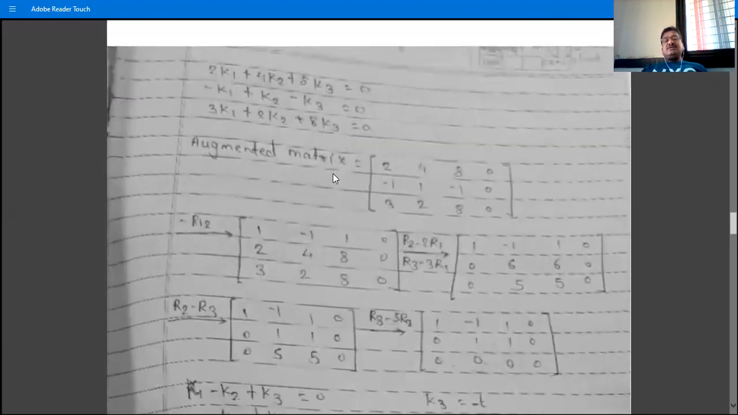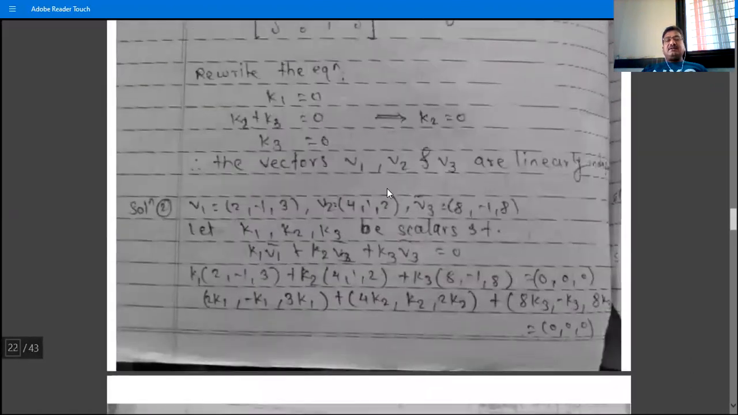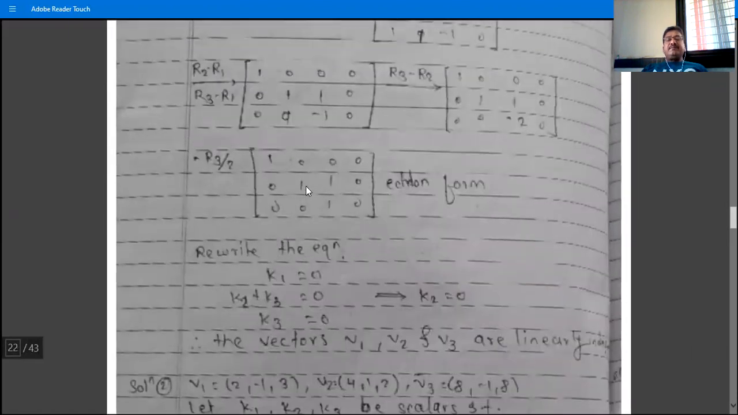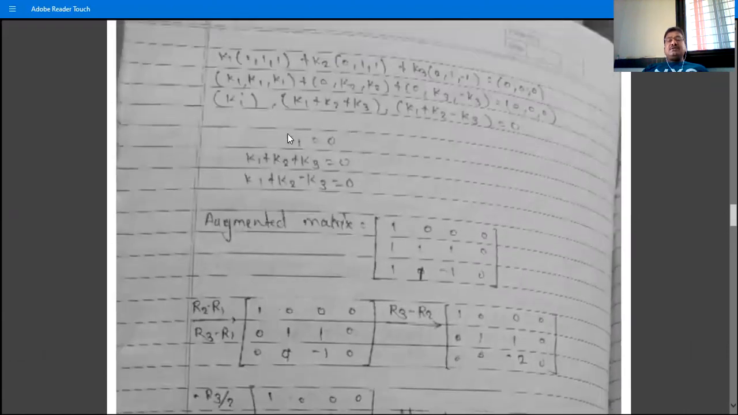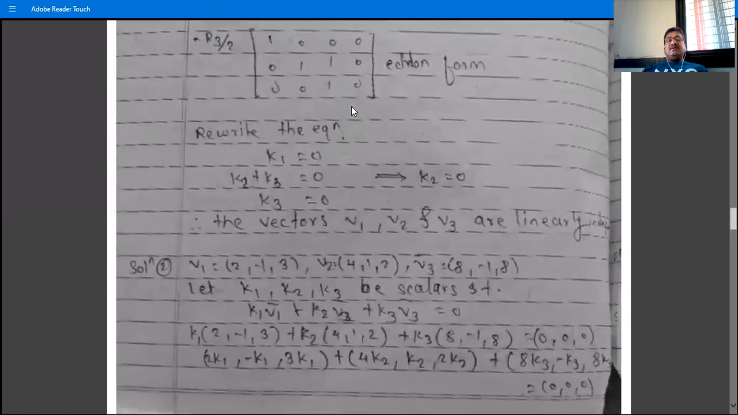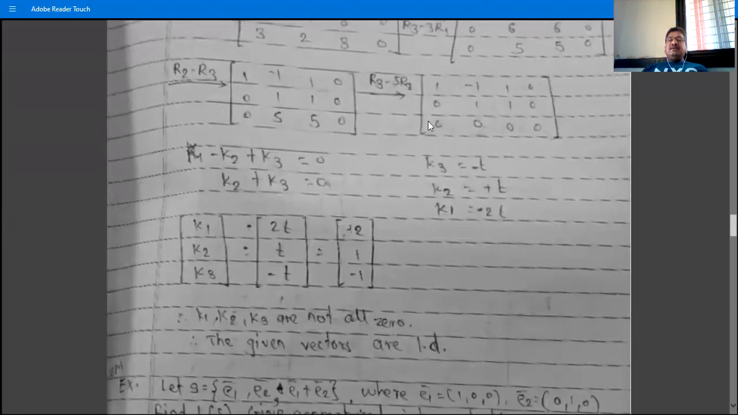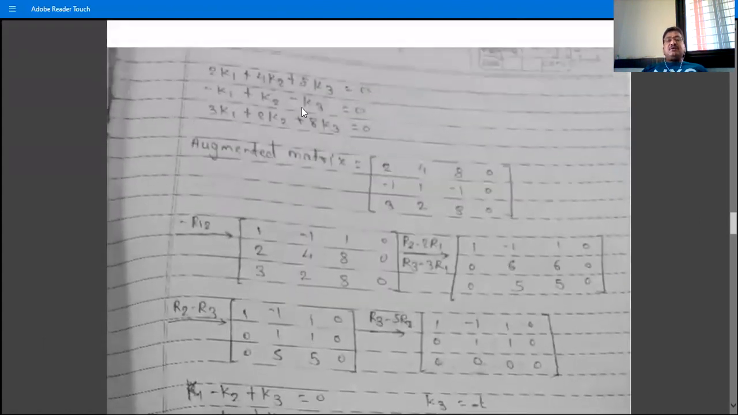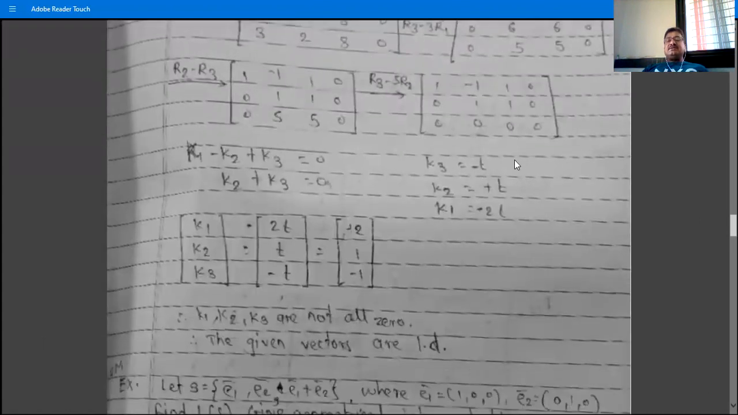When the system has the unique solution, then all the values of unknowns K1, K2, K3 are 0. And the system has a unique solution if rank of A is equal to rank of AB is equal to the number of unknowns. If you observe the earlier example, rank of A is 3, rank of AB is 3, and the number of unknowns in the system is 3, and in this case the system has a unique solution. In this case, rank of A is 2, rank of AB is 2, and it is strictly less than the number of unknowns, because the number of unknowns is 3. So the system is consistent, but the system has infinitely many solutions.